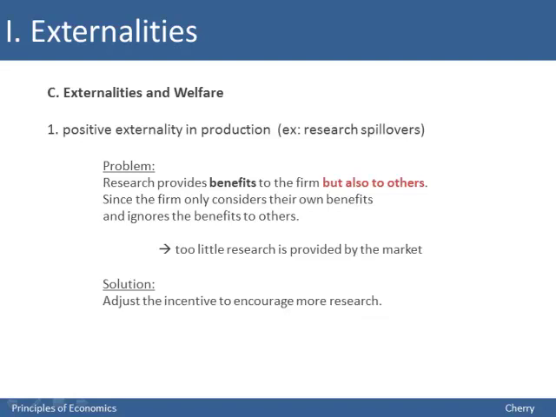So how do you address this problem? One way is to adjust the incentives to encourage more research. We know that there's going to be too little research, so adjust the market incentives so that we encourage more.